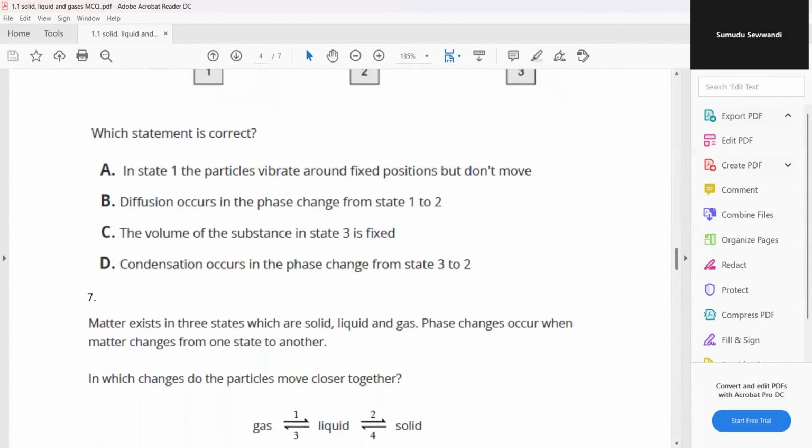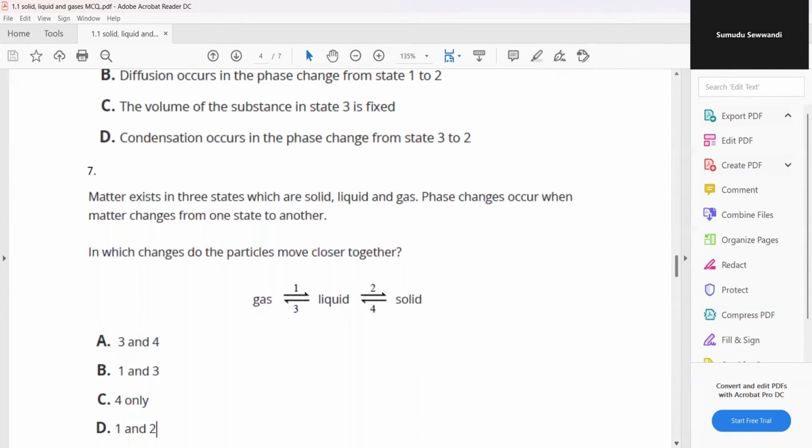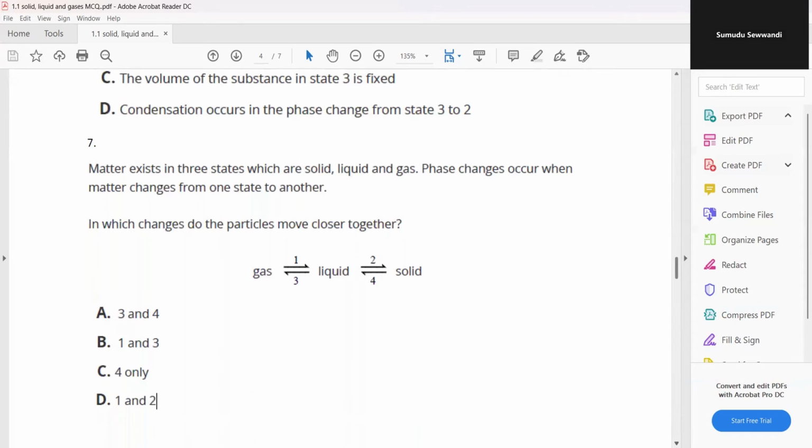Matter exists in 3 states which are solid, liquid and gas. Phase changes occur when matter changes from one state to another. In which changes do the particles move close together? Let's analyze the phase changes and particle movement. Gas to liquid, condensation. Particles move closer together. Liquid to solid, we call it freezing. Particles move closer together. Solid to liquid, we call it melting.